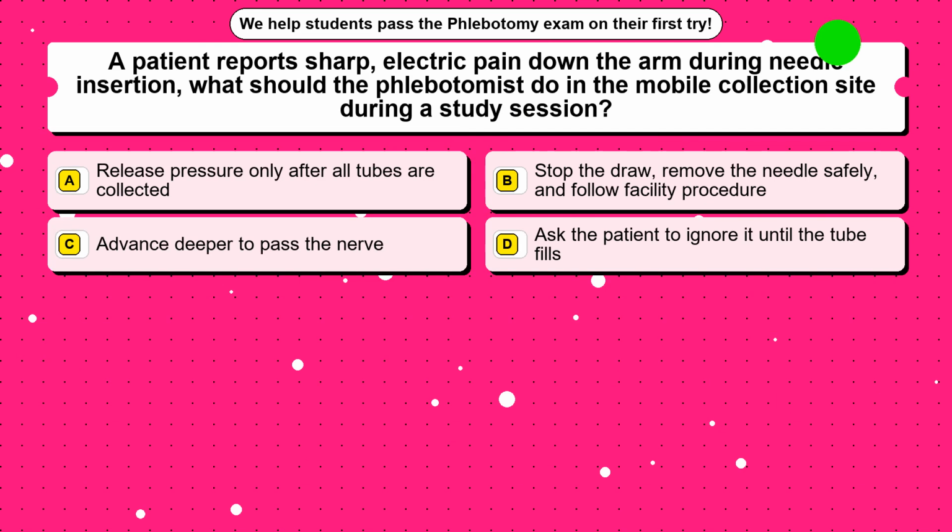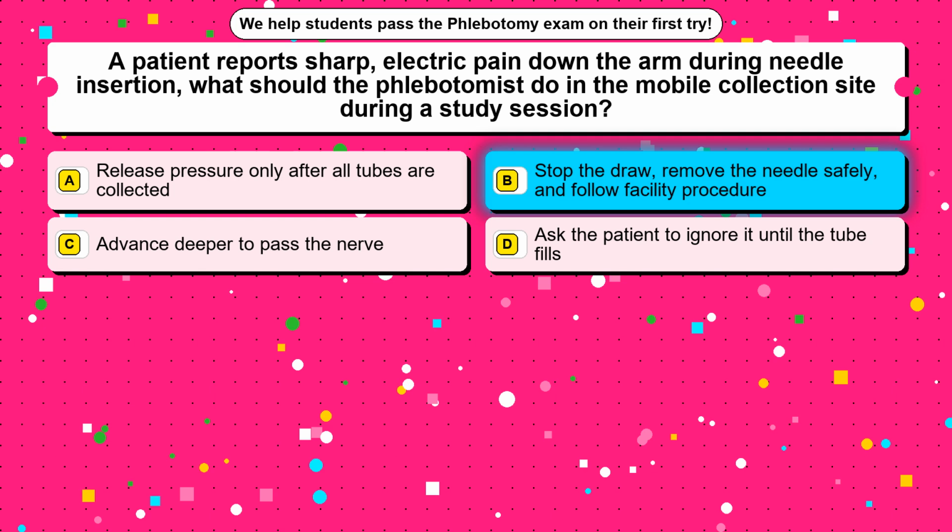Question 24. A patient reports sharp, electric pain down the arm during needle insertion. What should the phlebotomist do in the mobile collection site during a study session? Option A. Release pressure only after all tubes are collected. Option B. Stop the draw, remove the needle safely, and follow facility procedure. Option C. Advance deeper to pass the nerve. Option D. Ask the patient to ignore it until the tube fills.